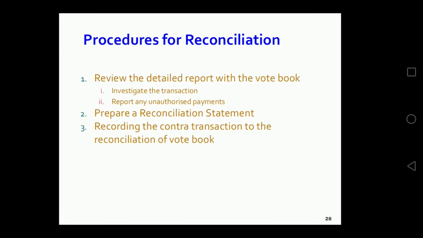The procedures for reconciliation are to review the detailed report with the vote book, which is to investigate the transactions and report any unauthorized payment. Then a reconciliation statement needs to be prepared. And lastly is to record the contra transaction to the reconciliation of the vote book.